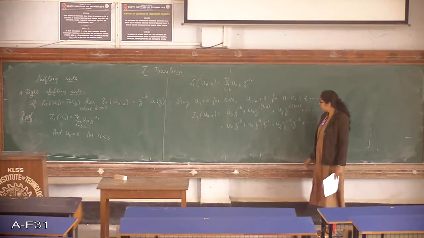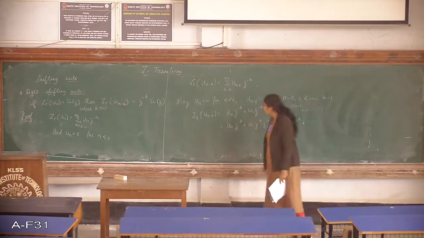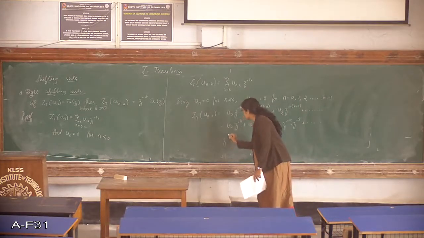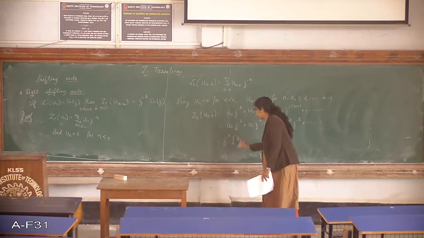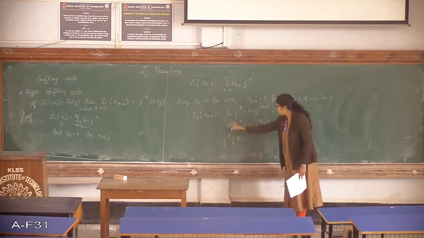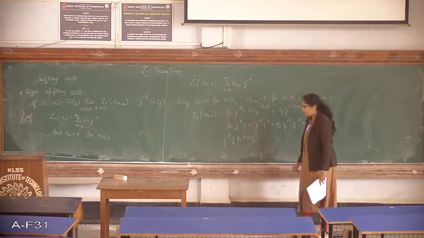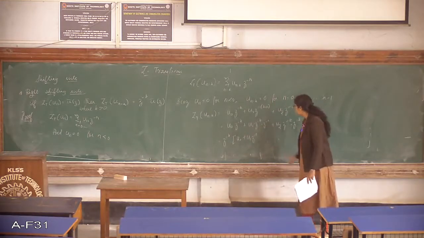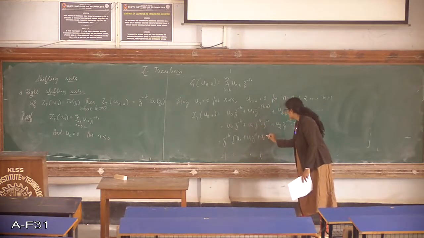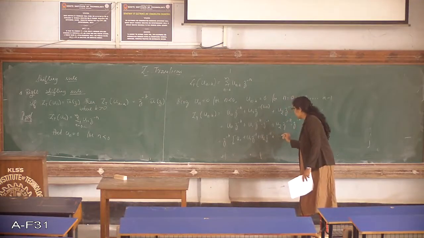Now out of this you can see that z raised to minus k can be taken out. If I take z raised to minus k out, I will be left with u_0 plus u_1 z raised to minus 1, because z raised to minus k is taken common there, plus u_2 z raised to minus 2, plus so on.